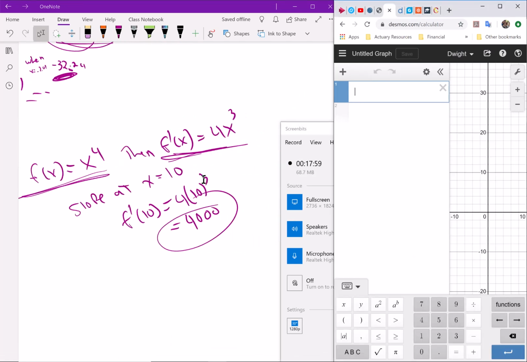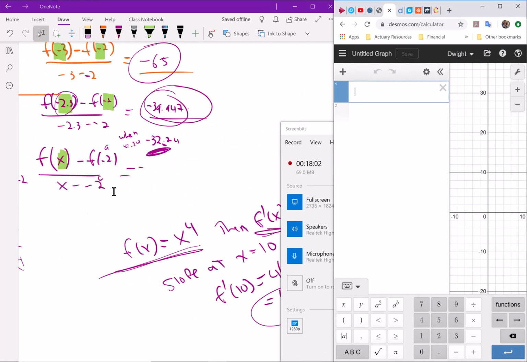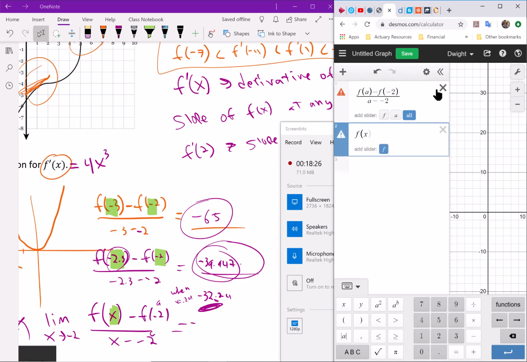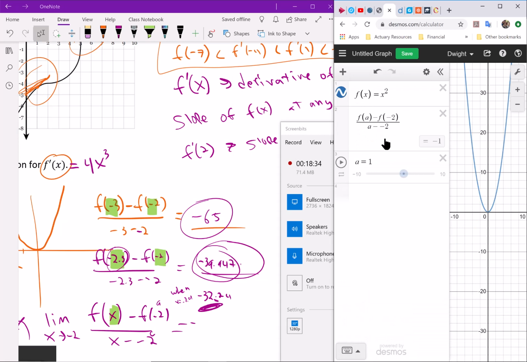Just a heads up, even though I showed you on our old calculator, this is done a lot easier on Desmos. For example, if you just type in f of a minus f of negative 2 over a minus negative 2. And then we have to define f of x. Okay, let me start over. So start with f of x equals x to the fourth, your function, right? And then you can write this. So this should be the next thing down. And you just add a slider for a.